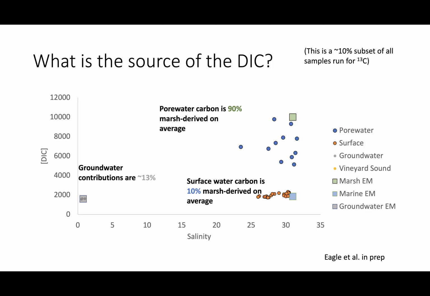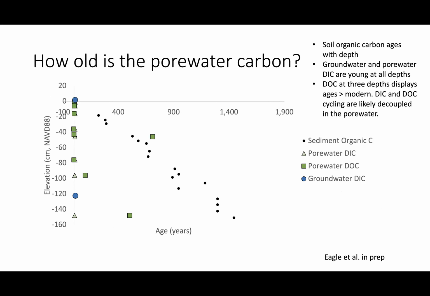And then there is input of that marsh derived carbon into this large background marine pool that floods in. The flooding water is full salinity, so it has about 2 millimolar DIC, and so you're inputting a small amount of DIC into that carbon. So how old is it? We took a subset of samples and measured carbon-14 on both DIC and DOC, Porewater as well as groundwater.